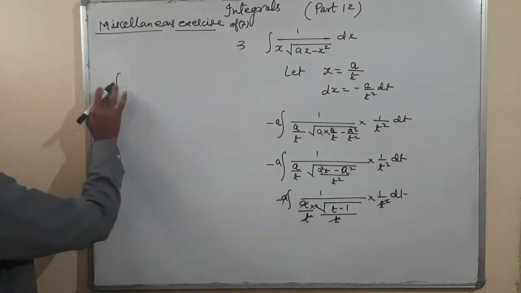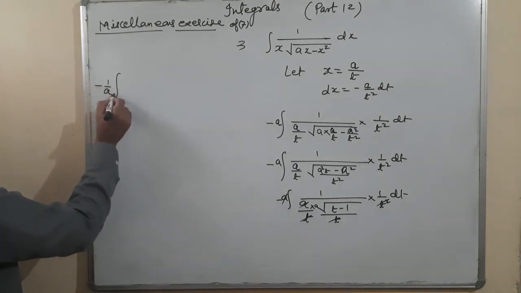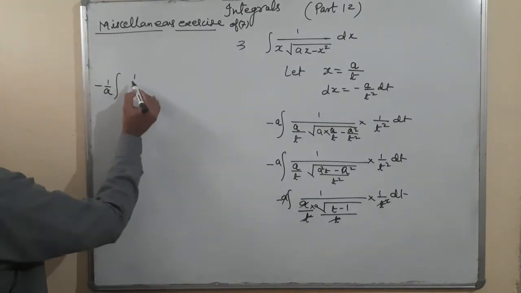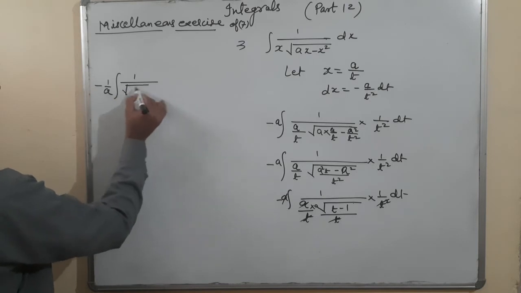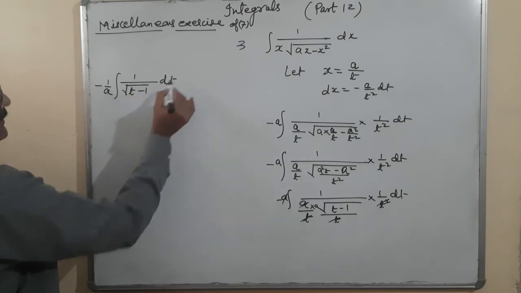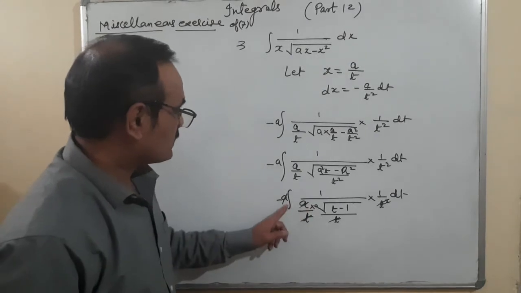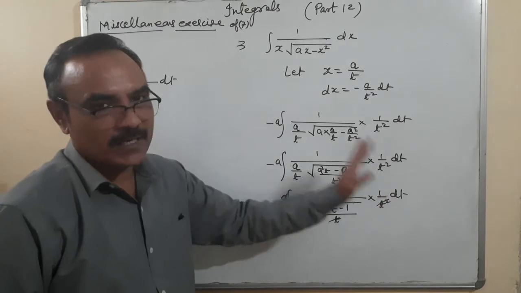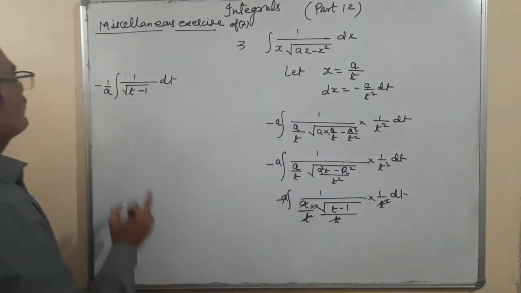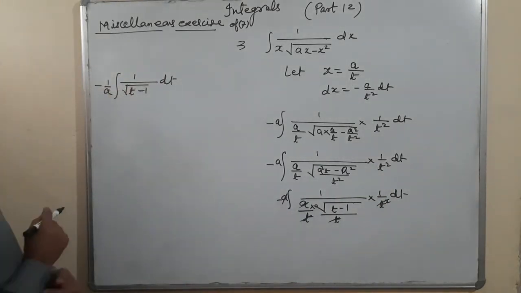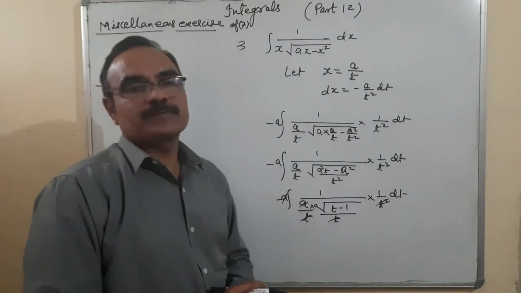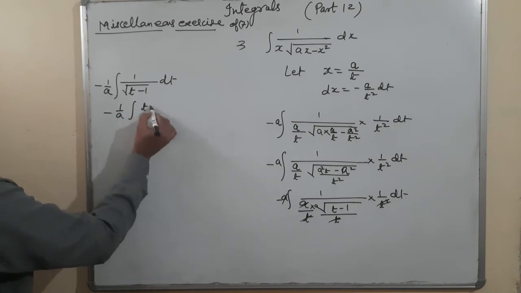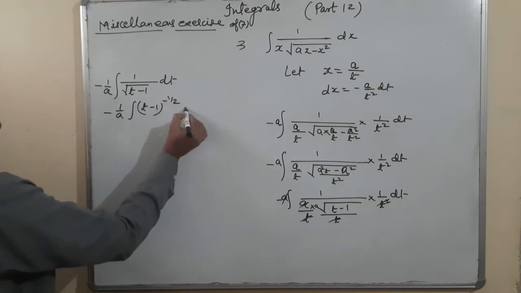upon a. I may write here minus 1 upon a, because a is a constant term, and 1 upon under root t minus 1 dt. Okay. Everything is cancelled, 1a is cancelled, under root t minus 1 is left, this t and t square will cancel by t square. So minus 1 upon a, 1 upon under root t minus 1. Minus 1 upon a, it is t minus 1 to the power minus 1 by 2 dt.